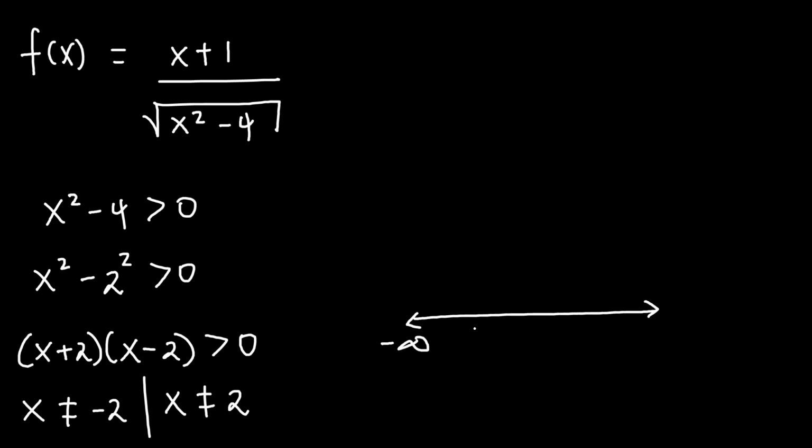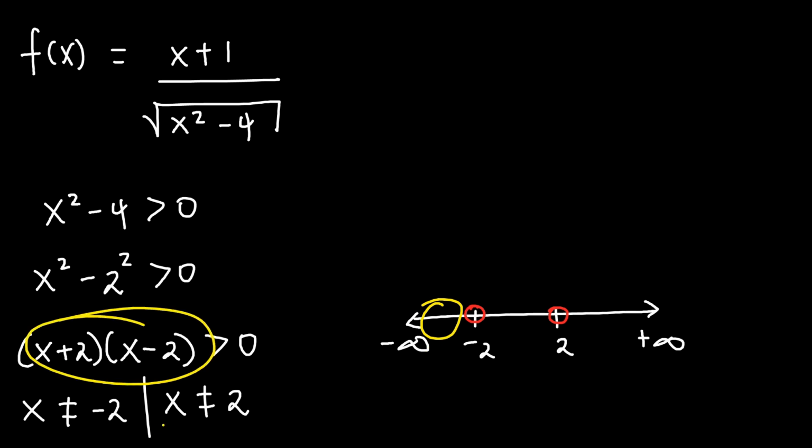Here we have negative infinity, negative 2, positive 2, positive infinity. Now because x cannot be equal to negative 2 and positive 2, we need to mark them using an open circle. And if you remember, we said that we can't have a negative inside a square root. So we need to find out the regions in which this expression is positive. Let's start with the first region. In this case, we need to put in a number between negative infinity and negative 2 into this expression.